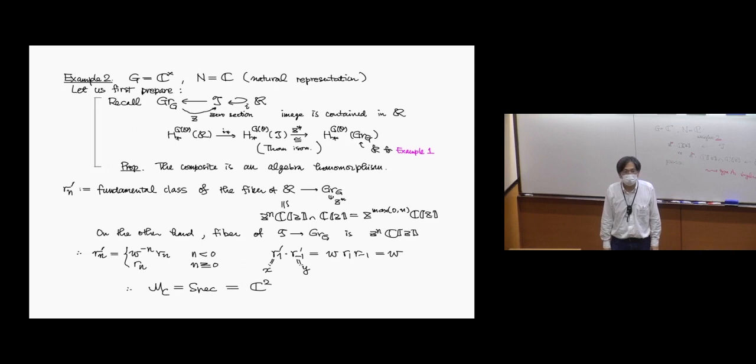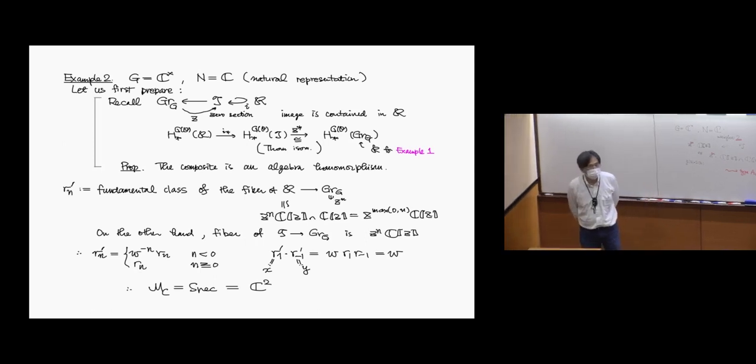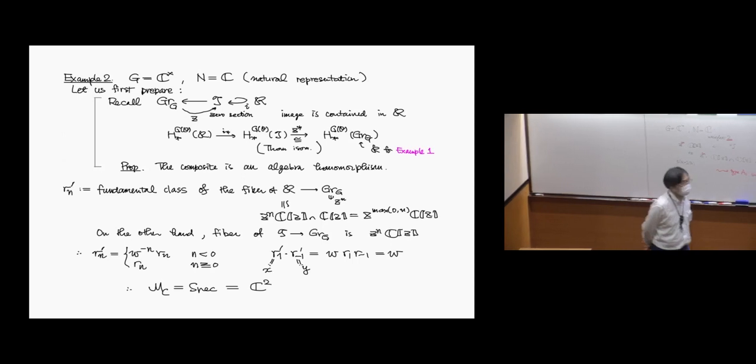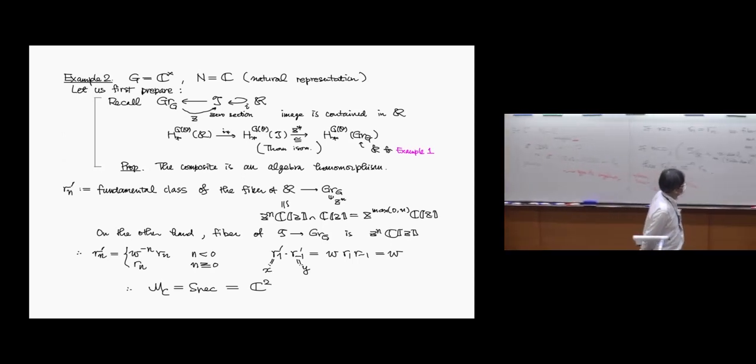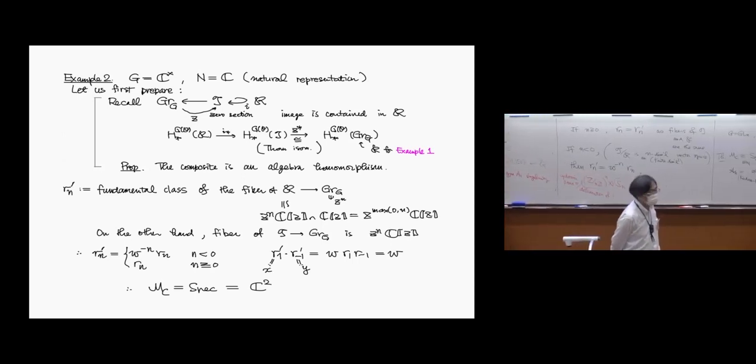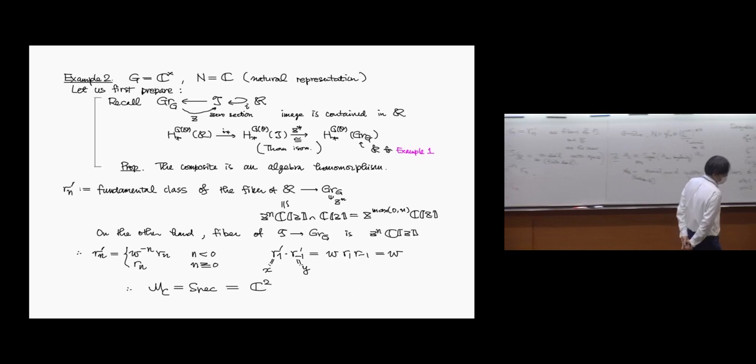Any further question? Zero copy doesn't change. No, it doesn't change. If you add a trivial representation, then it doesn't change. So, by your GL_n example, why do you choose it? This is my favorite example.